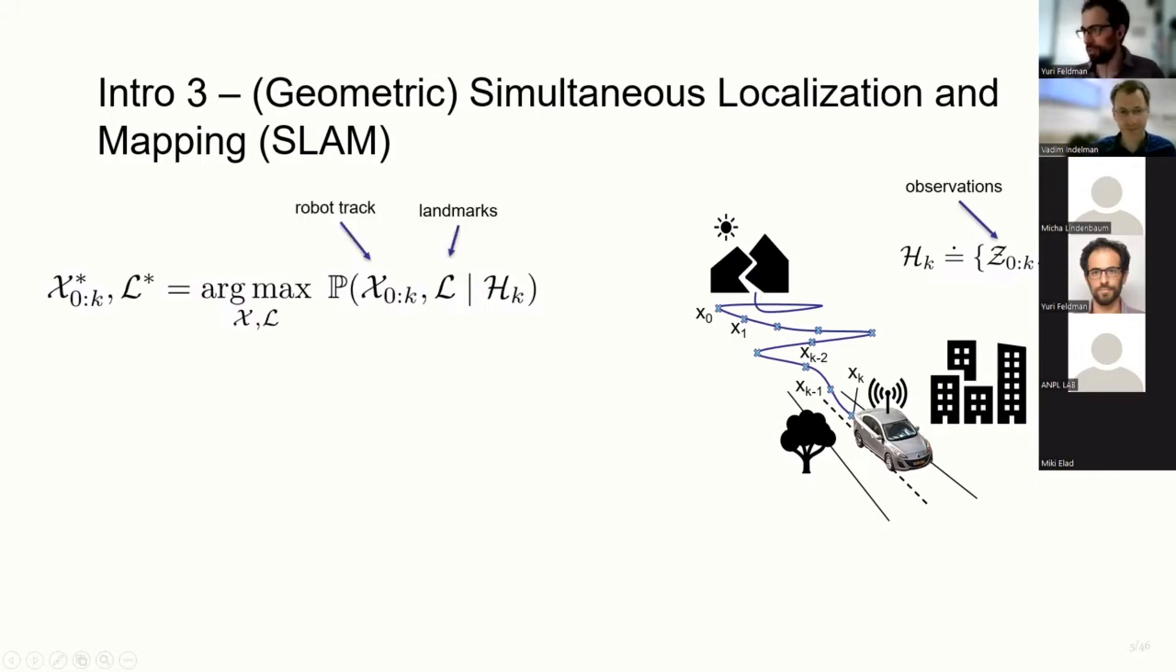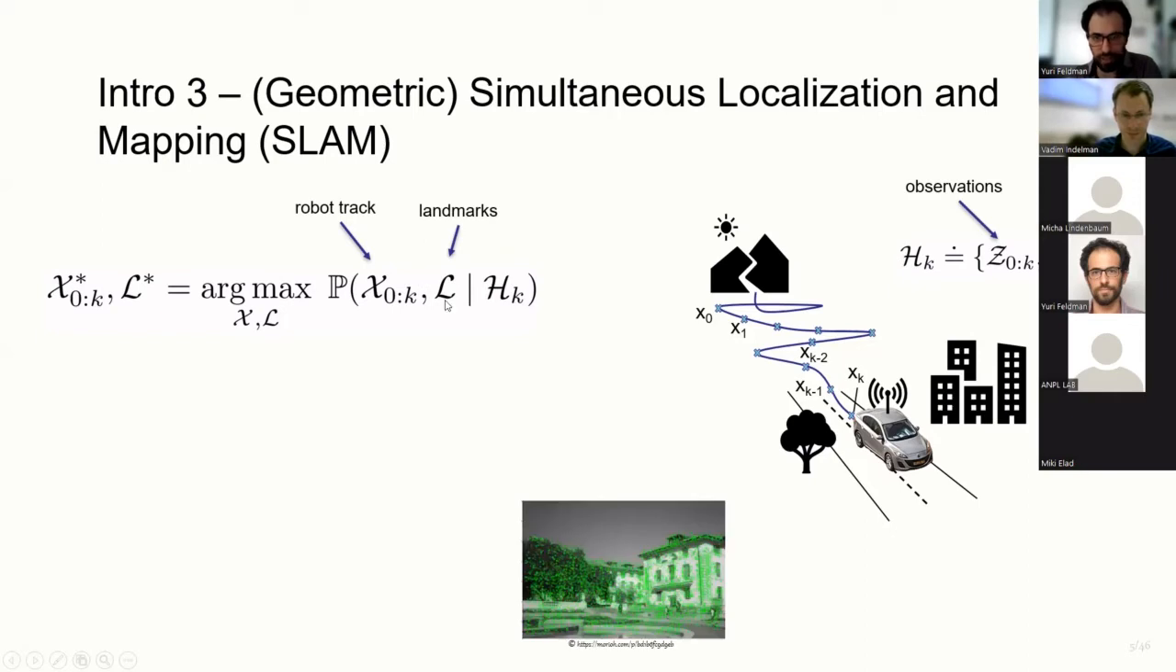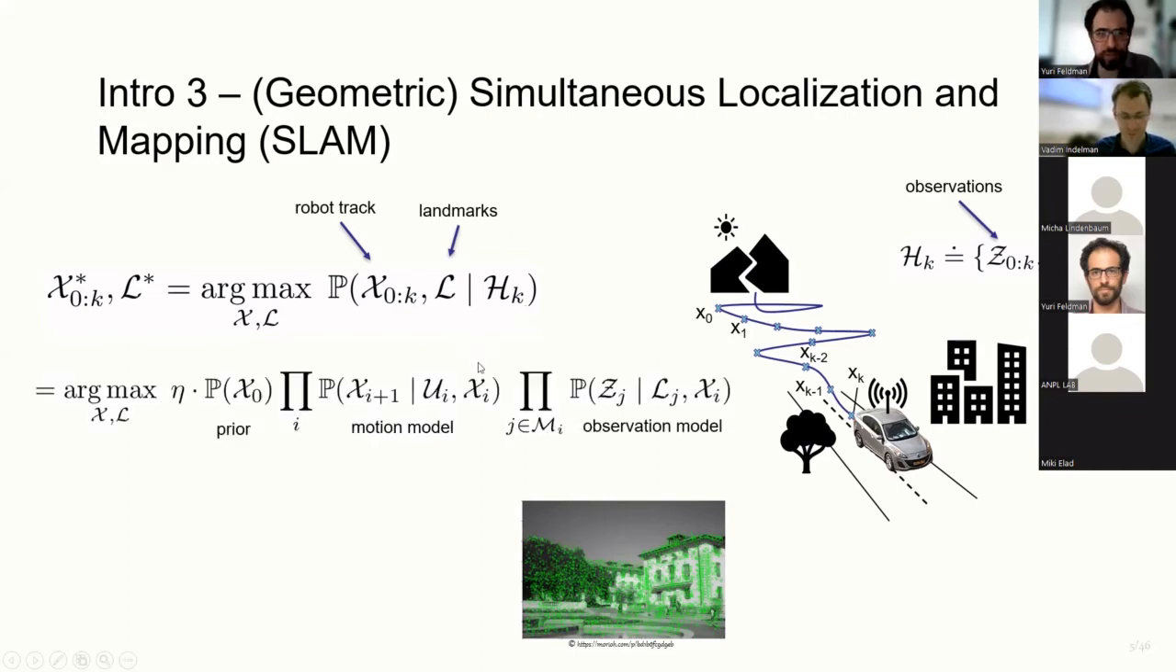So we simultaneously want to calculate its pose, its track, and build a map of its surroundings. A common approach is to formulate this as maximum a posteriori over robot track and some landmarks, 3D points that we're able to track in the robot environment, and which are going to be our map.